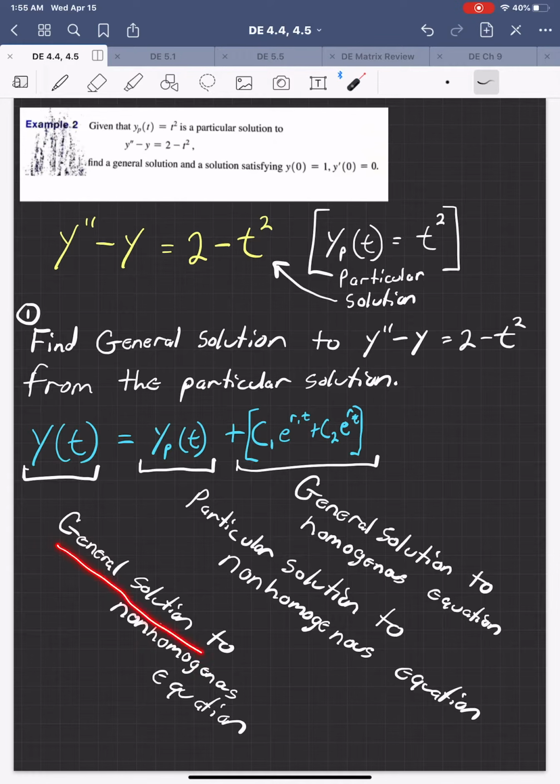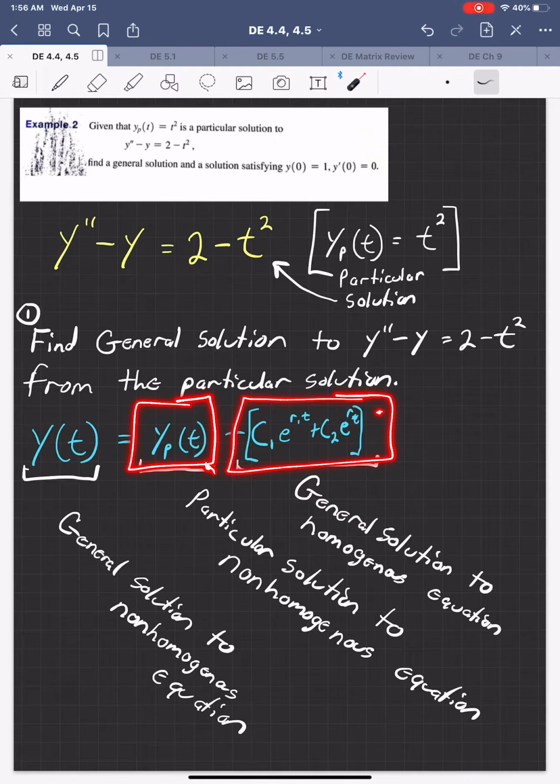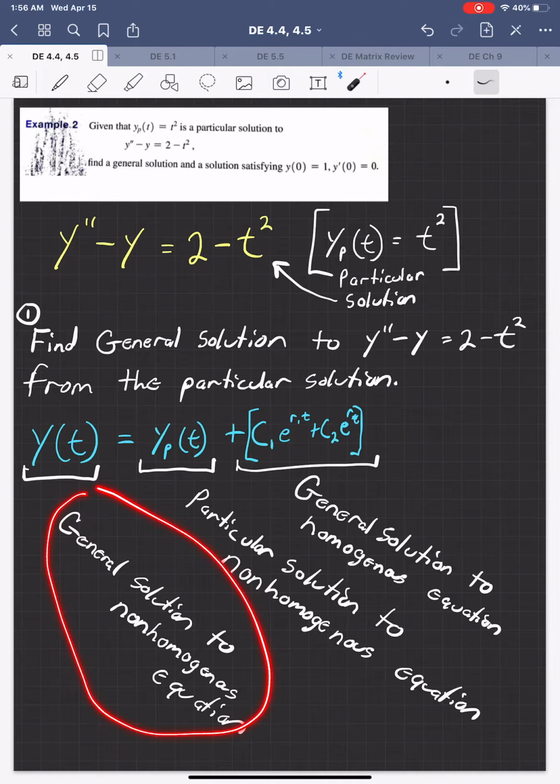Let me read. The general solution to a non-homogeneous equation, now that's what I want, is equal to the particular solution to the non-homogeneous equation, now I already have that, plus the general solution to the homogeneous equation. So do you see how we're just taking the sum of a general solution to a homogeneous equation plus a particular solution to a non-homogeneous equation? That gets me to this new general solution to non-homogeneous equations.